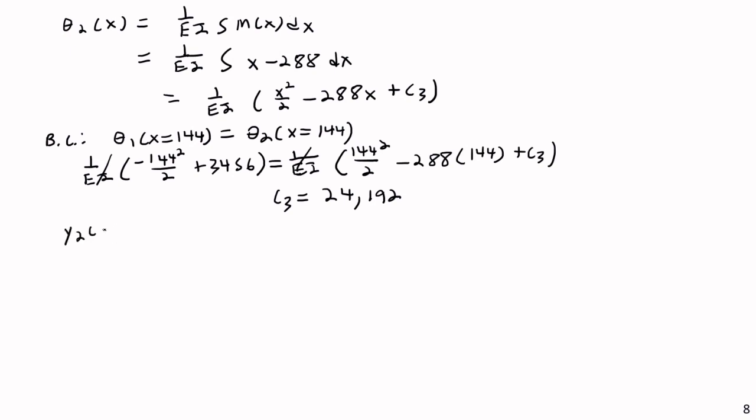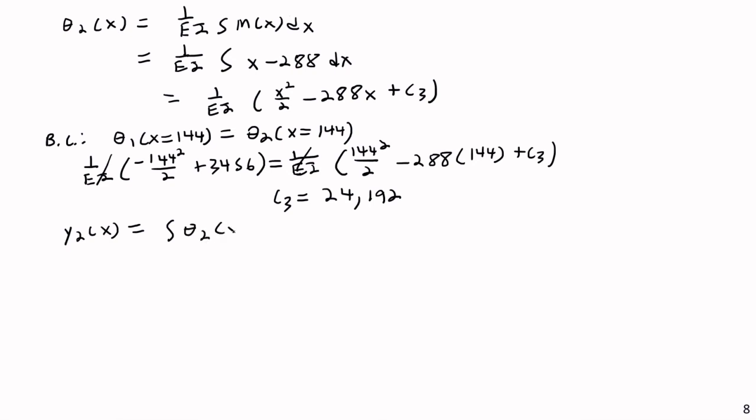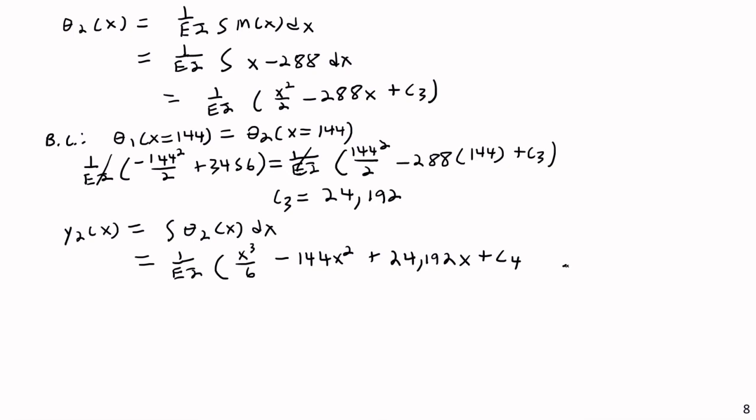And then y2 as a function of x is going to be the integral of theta 2 as a function of x dx, again indicating that deflection is the integral of slope. So if I run through that integral, I will have 1 over EI, which I'll just leave as 1 over EI to keep things simple for now, and that's going to be x cubed over 6 minus 144 x squared plus C3x. Oh, actually no, our C3 is 24,192, so that's 24,192 times x plus C4.